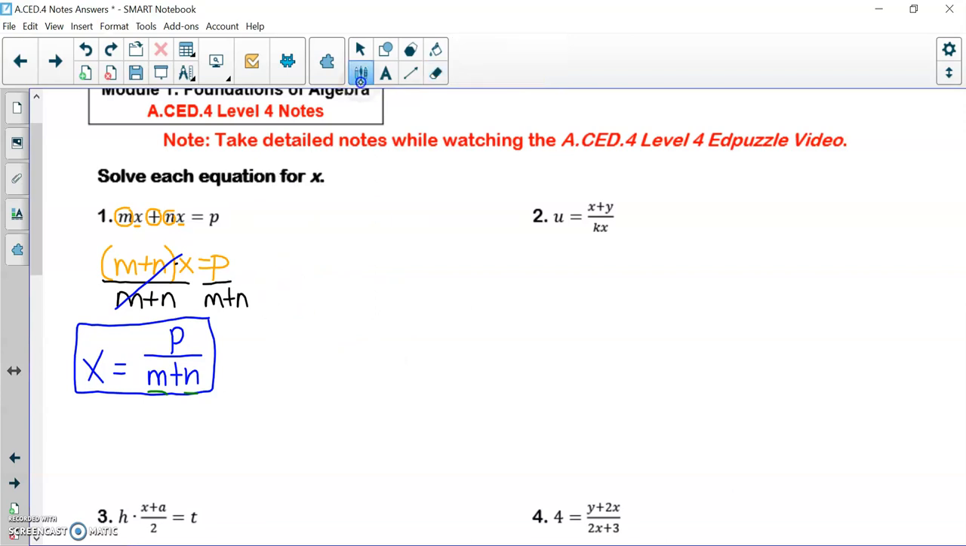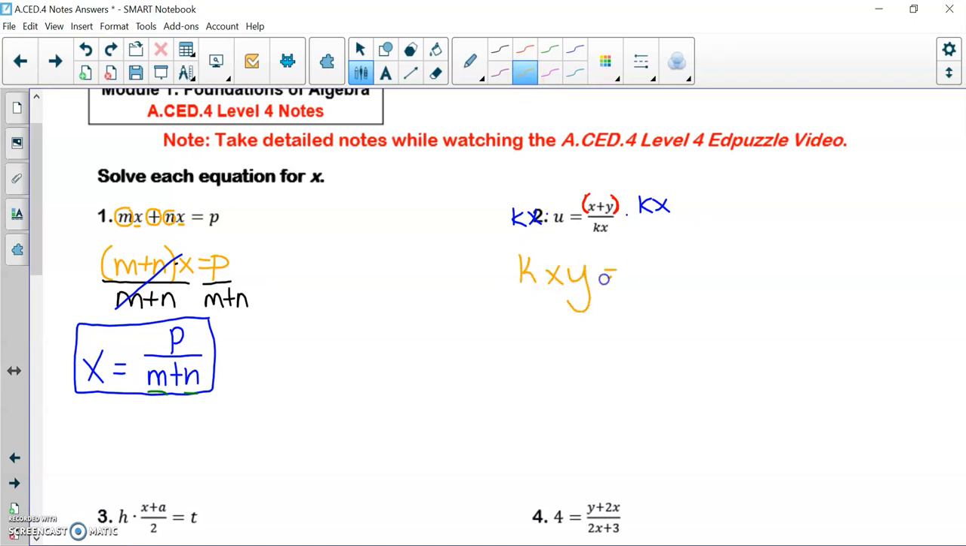So looking at number 2, we want to solve for x again. So on this x plus y in my numerator, I do need to take care of that last because technically there's imaginary parentheses around that. So I'm first going to multiply by the denominator of my fraction on both sides, which is kx. So now I have k times x times u is equal to the kx divided by kx goes away, and I'm left with an x plus a y.